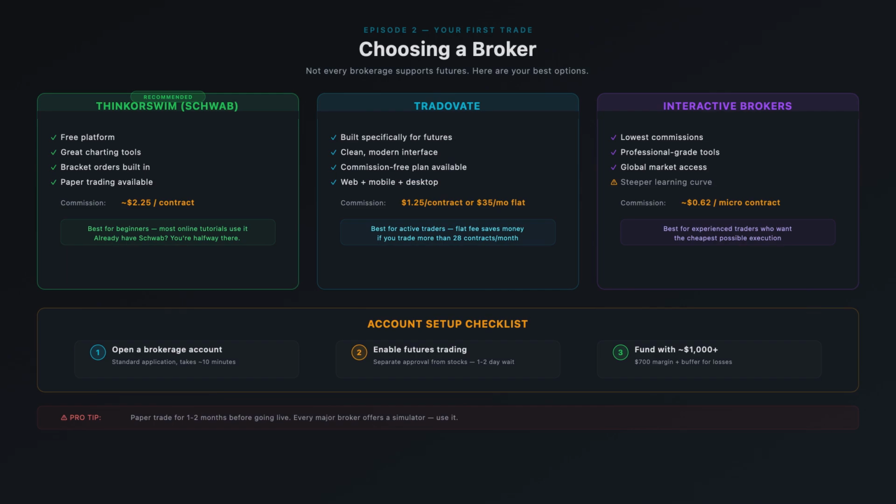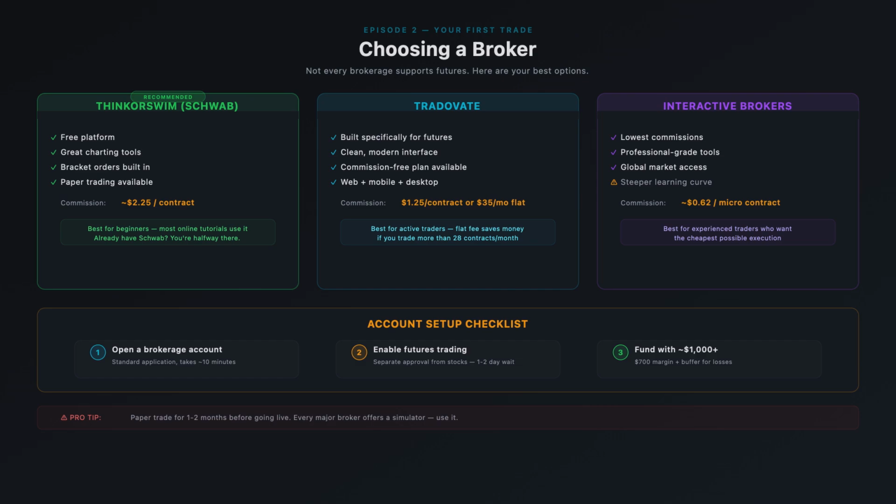Not every brokerage does. Here are the main options. Thinkorswim, which is now part of Charles Schwab, is the most popular choice for beginners. It's free to use, has great charting tools, and bracket orders are built right in. The commissions are about $2.25 per contract. If you already have a Schwab account, you're halfway there.